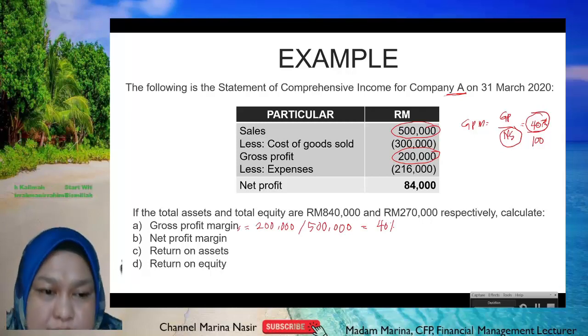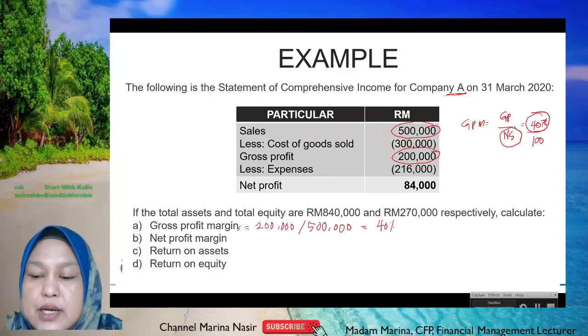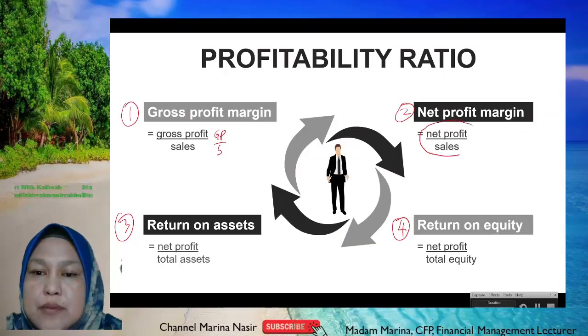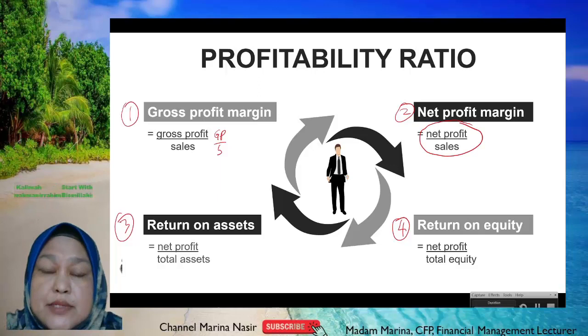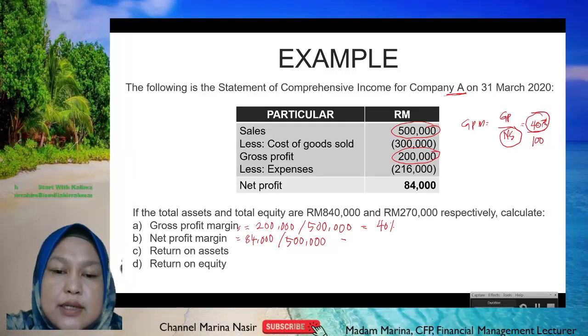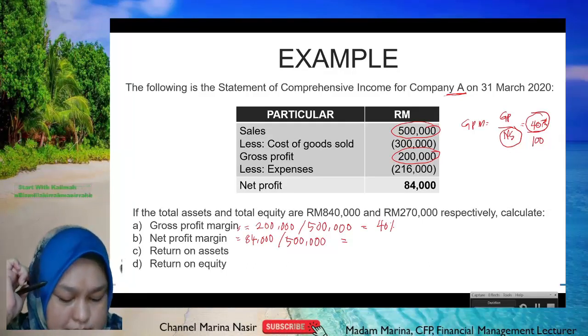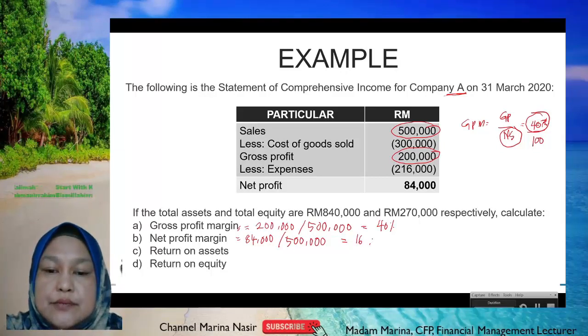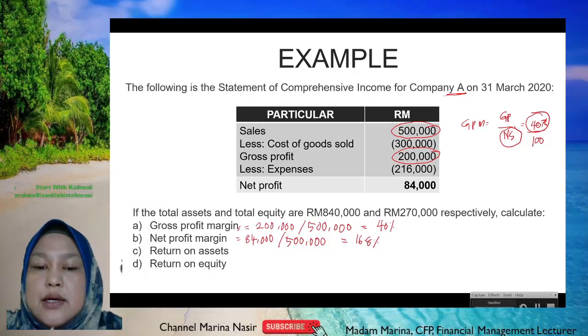Okay, let's move to the net profit margin. How to calculate net profit margin? Net profit divided by net sales times 100. So our net profit 84,000 divided by net sales 500,000 times 100. So we get here 16.8%. Okay, so how to interpret this 16.8%?